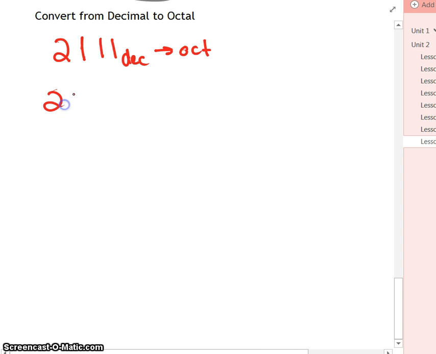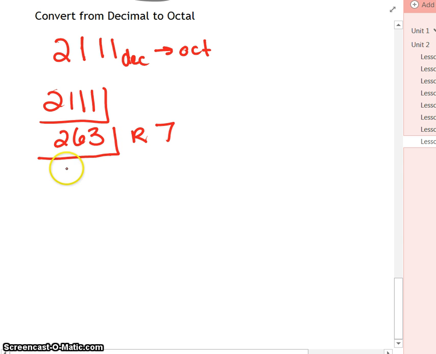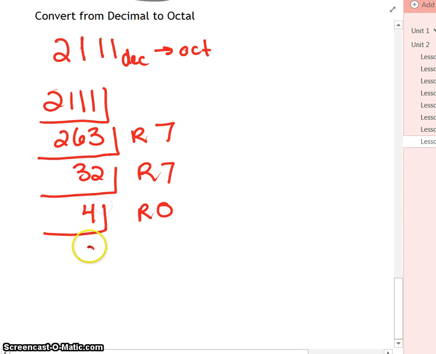And for our last trick, we're going to turn 2,111 in decimal all the way to octal. So again, we set this up, divide it by 8. You can use your calculator for this, which is 263, remainder 7. Divide this by 8, which is 32, remainder 7. 32 divided by 8 is 4 with a remainder of 0. And 4 divided by 8 is 0 with a remainder of 4. So you read up. So 2,111 in octal is 4077.